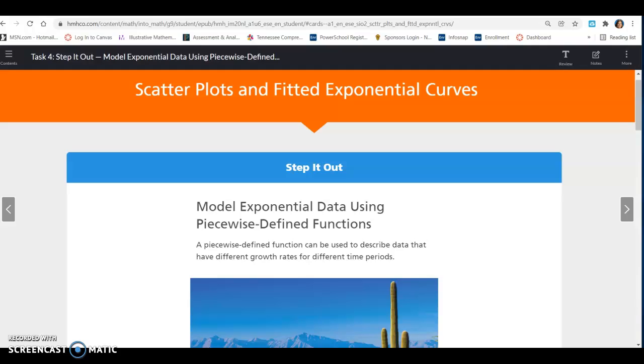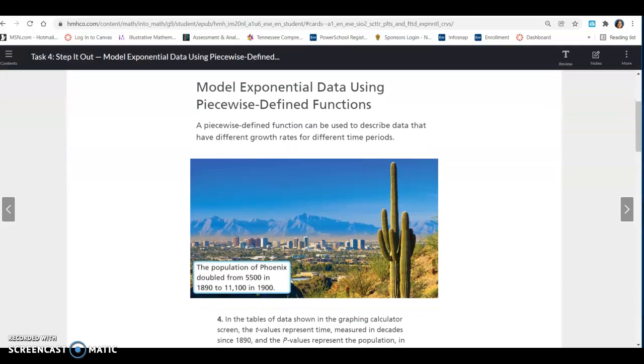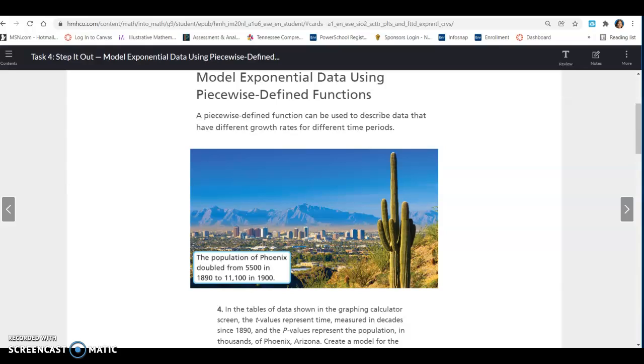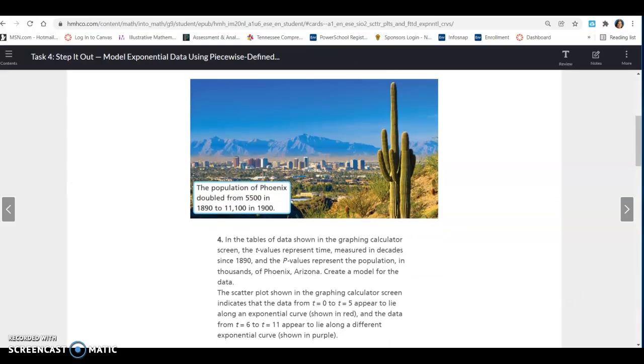Lesson 13.1, Task 4. All right, so it says model exponential data using piecewise defined functions. A piecewise defined function can be used to describe data that have different growth rates for different time periods. Remember, a piecewise function is just pieces of multiple functions put together on the same graph.